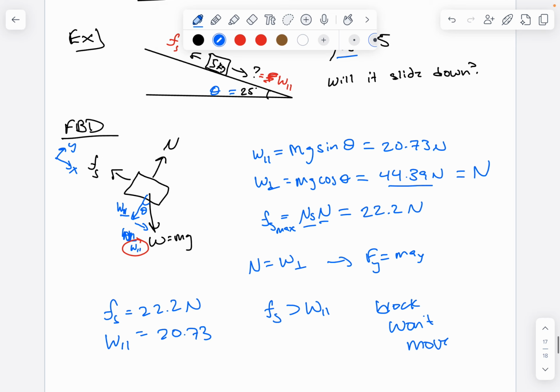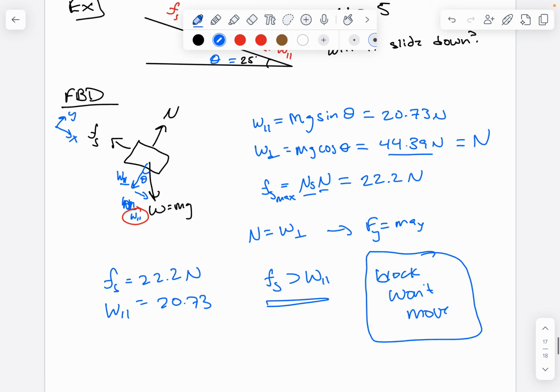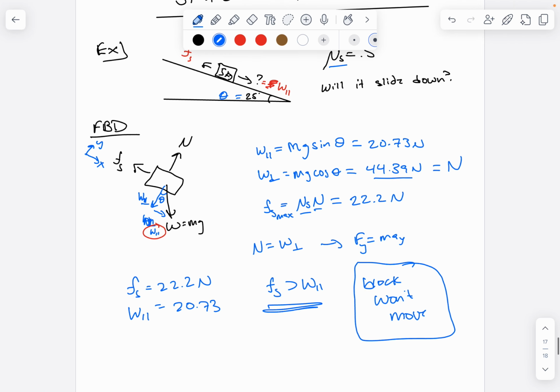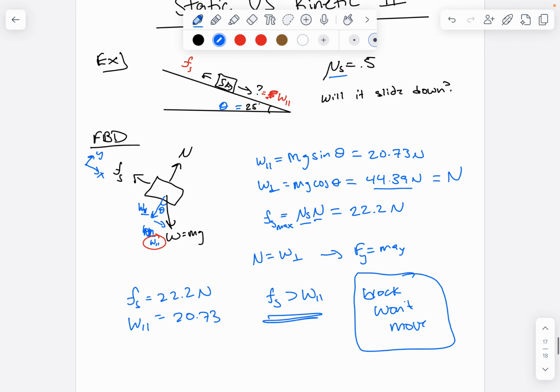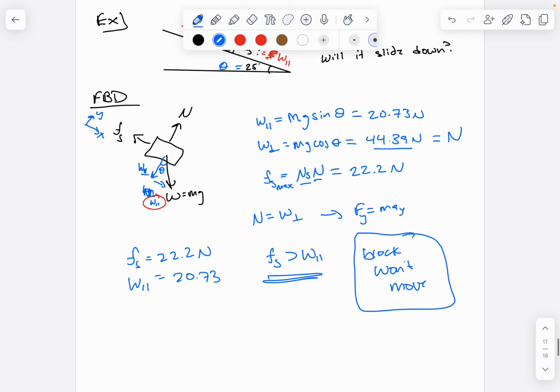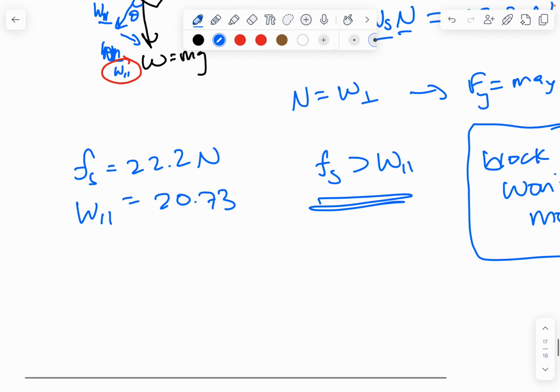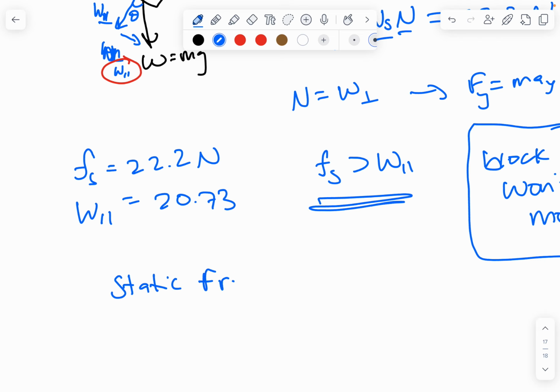And that's our answer. So it will not slide down. And this is our justification. Another important thing to remember is, let's go back to our formula for static friction. So for static friction, remember that it's F_s is less than or equal to mu_s N.